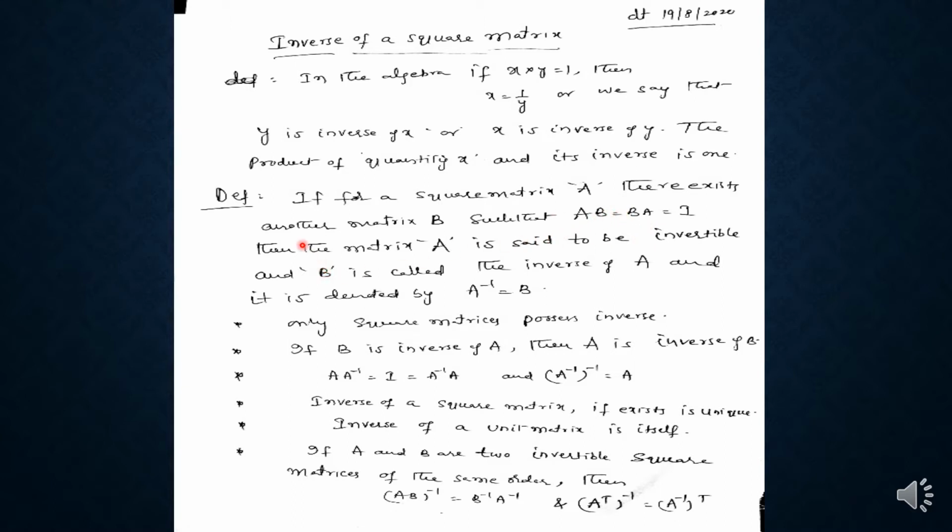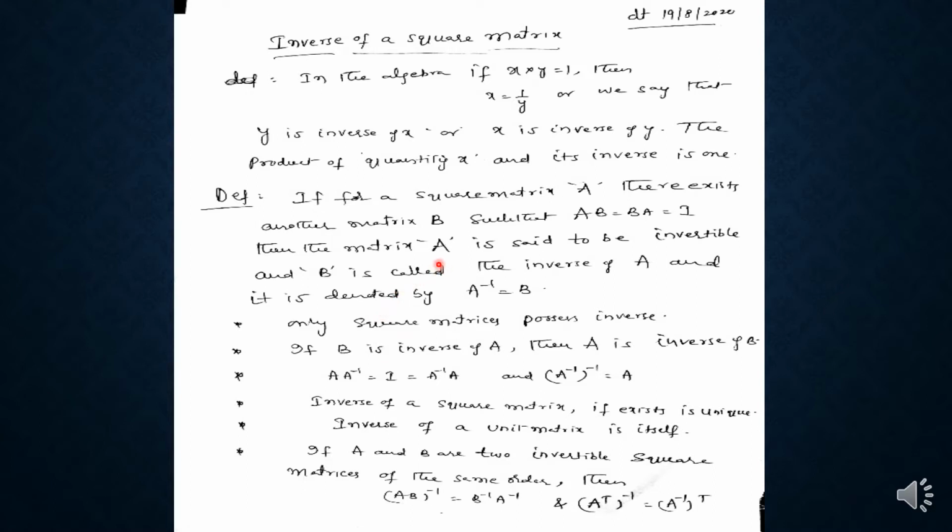Once again, see this one. If for a square matrix A, there exists another matrix B such that AB is equal to BA is equal to I, then the matrix A is said to be invertible and B is called the inverse of A, and it is denoted by A inverse is equal to B or B is equal to A inverse. So only for square matrices does an inverse exist. Only square matrices possess an inverse.